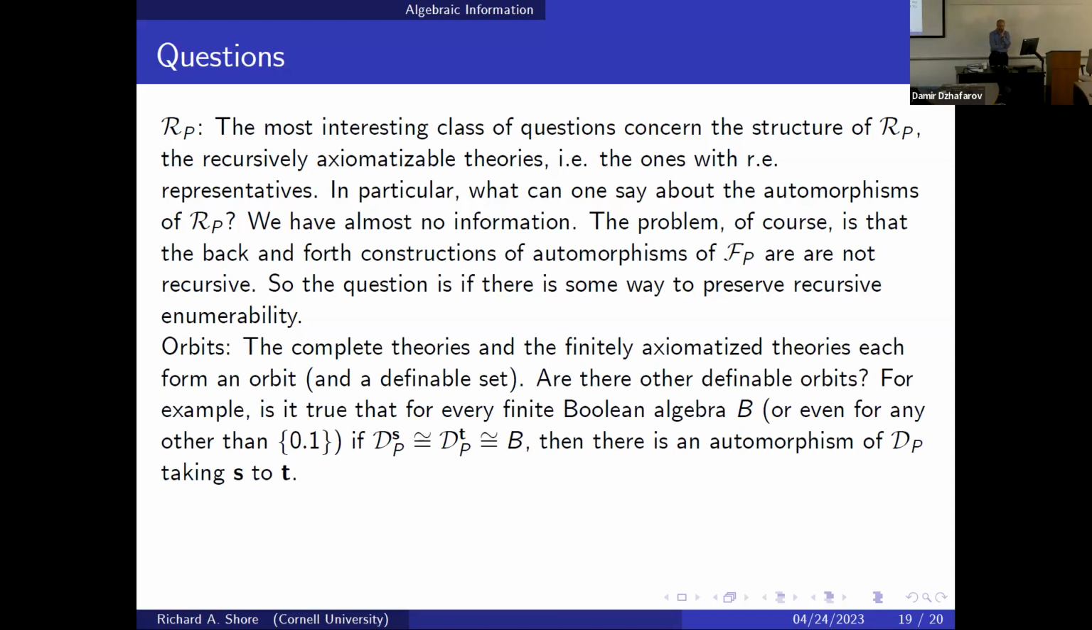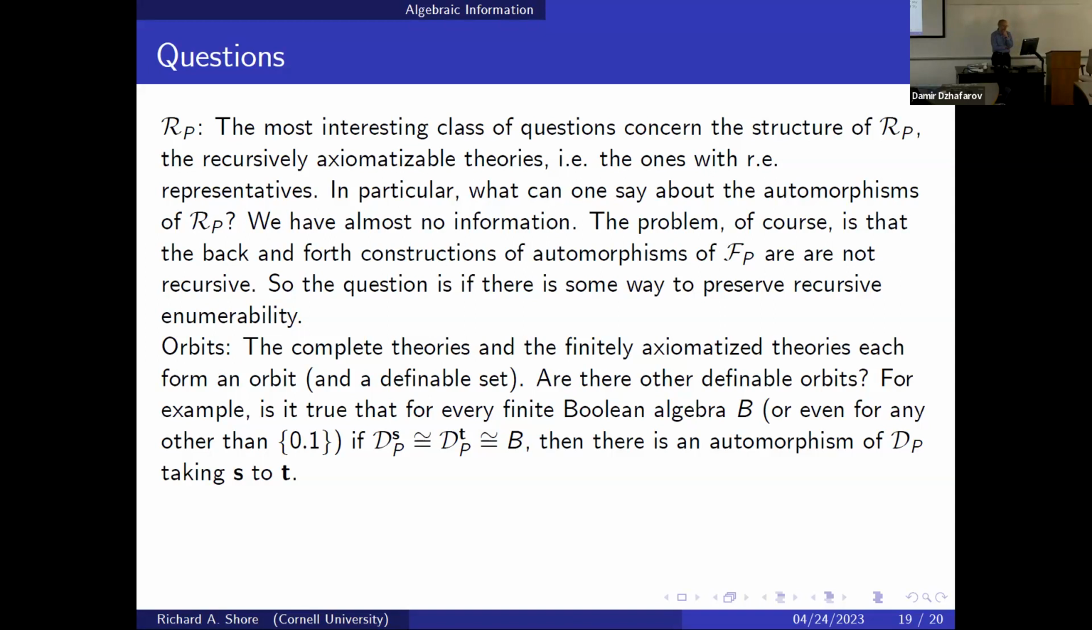The next question, though I had been working on it already, was raised by Ed Slaman, about orbits. I mentioned the fact that if you take any two complete theories, you can have an automorphism which moves one to the other. So that says they form orbits. This is a technical word. You can start with one degree, apply the automorphisms, and see what you get. So those two definable sets are orbits. Are there other orbits? Are there other definable orbits?